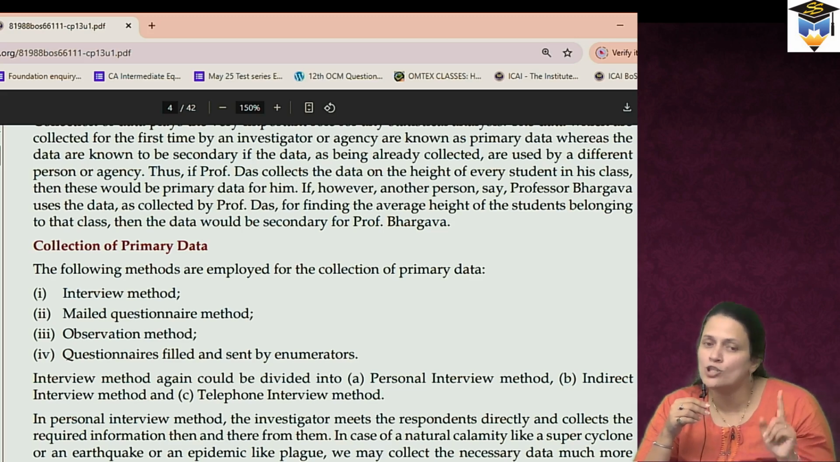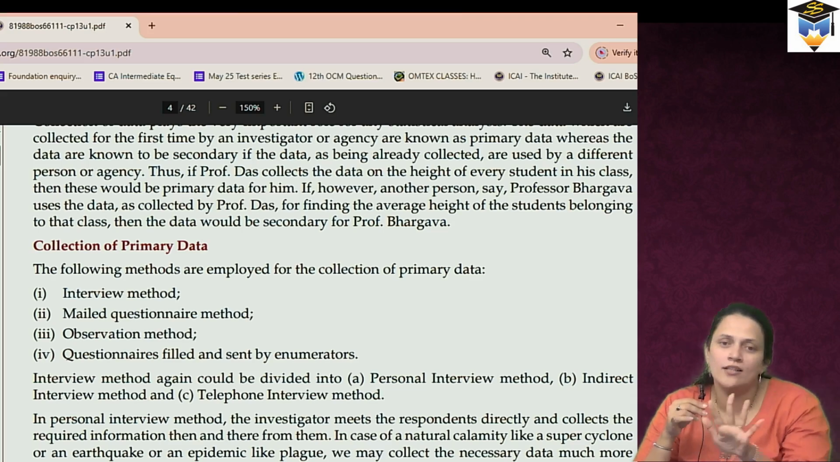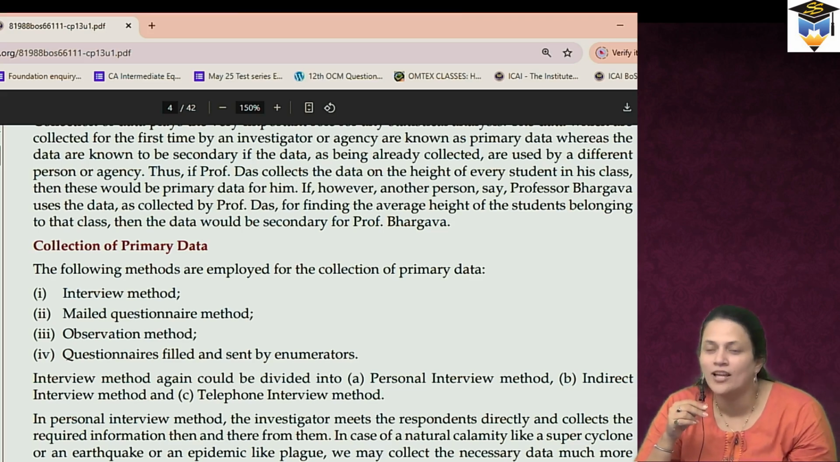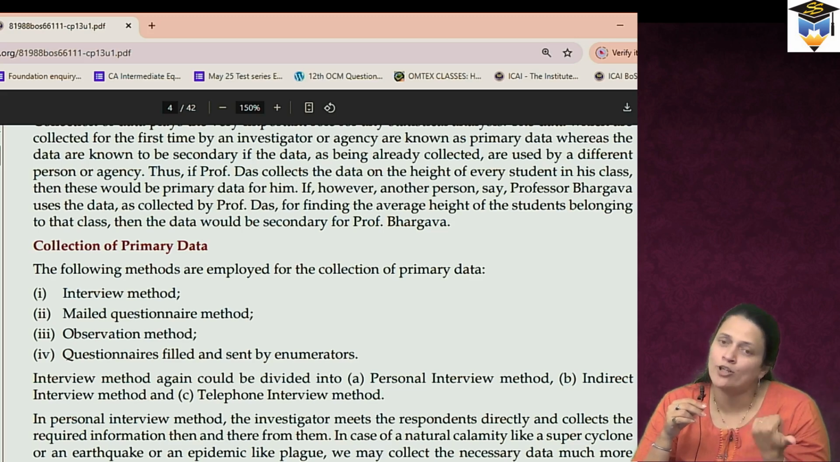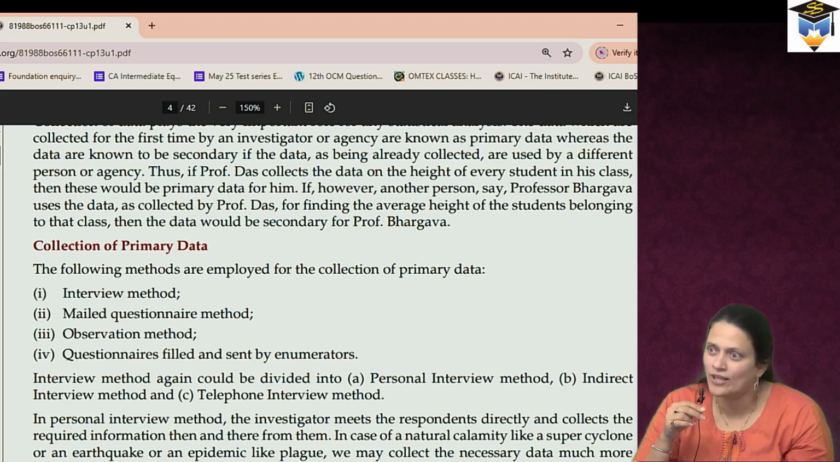Third is observation method. Right now I'm observing that all the girls are sitting in front of me. A few of them are physically present but mentally absent. I can read it on their faces. So this is my observation. But I can also say that all the boys are very attentive. So that's my observation, and based on this I'm going to collect my primary data.